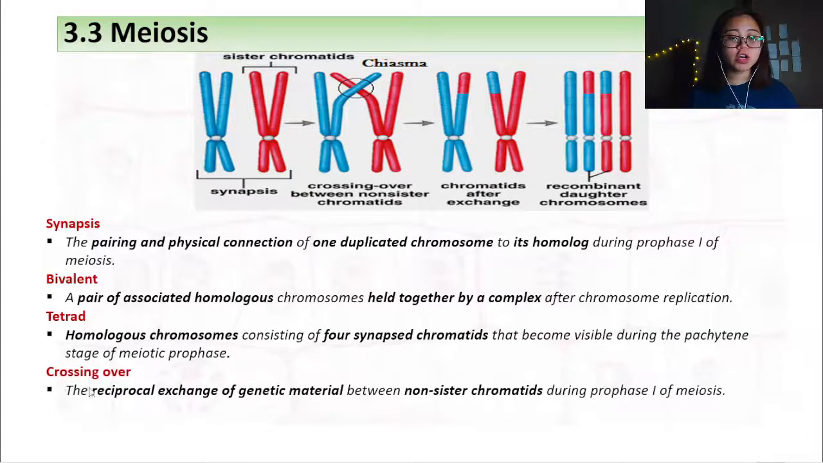And last but not least, crossing over. Crossing over is reciprocal exchange of genetic material between non-sister chromatids during prophase 1 of meiosis.